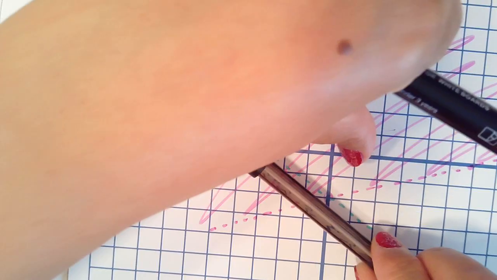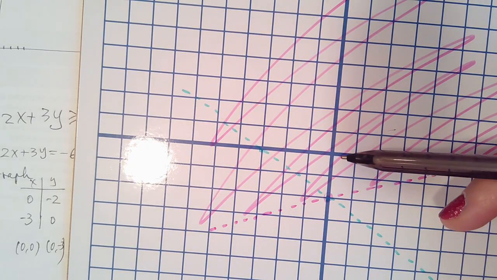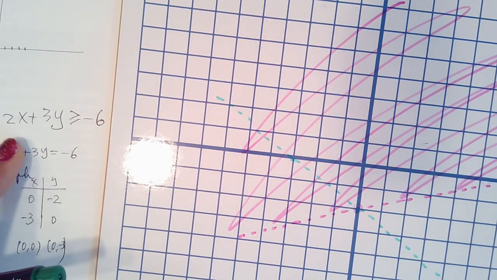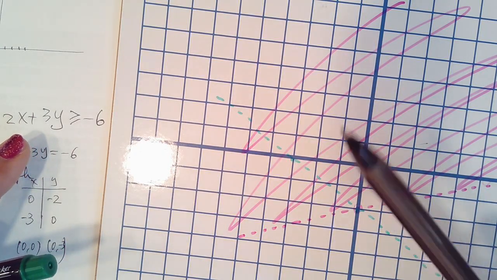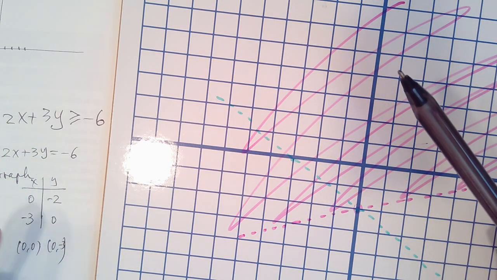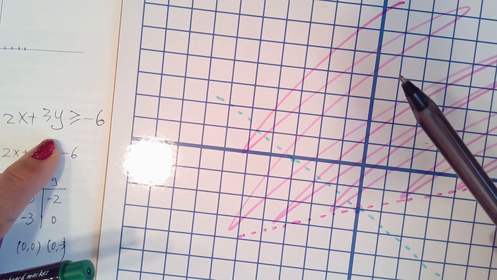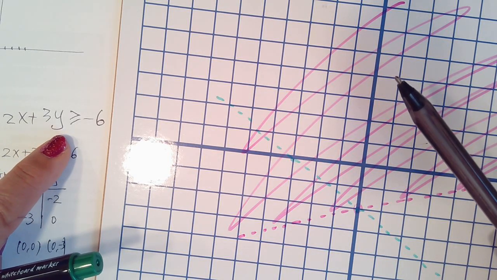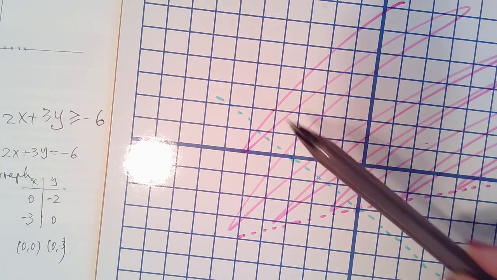And then I choose 0, 0, and I choose this one, 0, negative 3, and see what happens. If I plug in 0, 0 plus 0, is that greater than or equal to negative 6? Yes, because 0 is greater. So that means this area should be good. And what about 0, negative 3? If you multiply 3 by negative 3, that would be negative 9. And that's not greater than negative 6. Therefore, everything from here to the right should work, including this 0, 0.